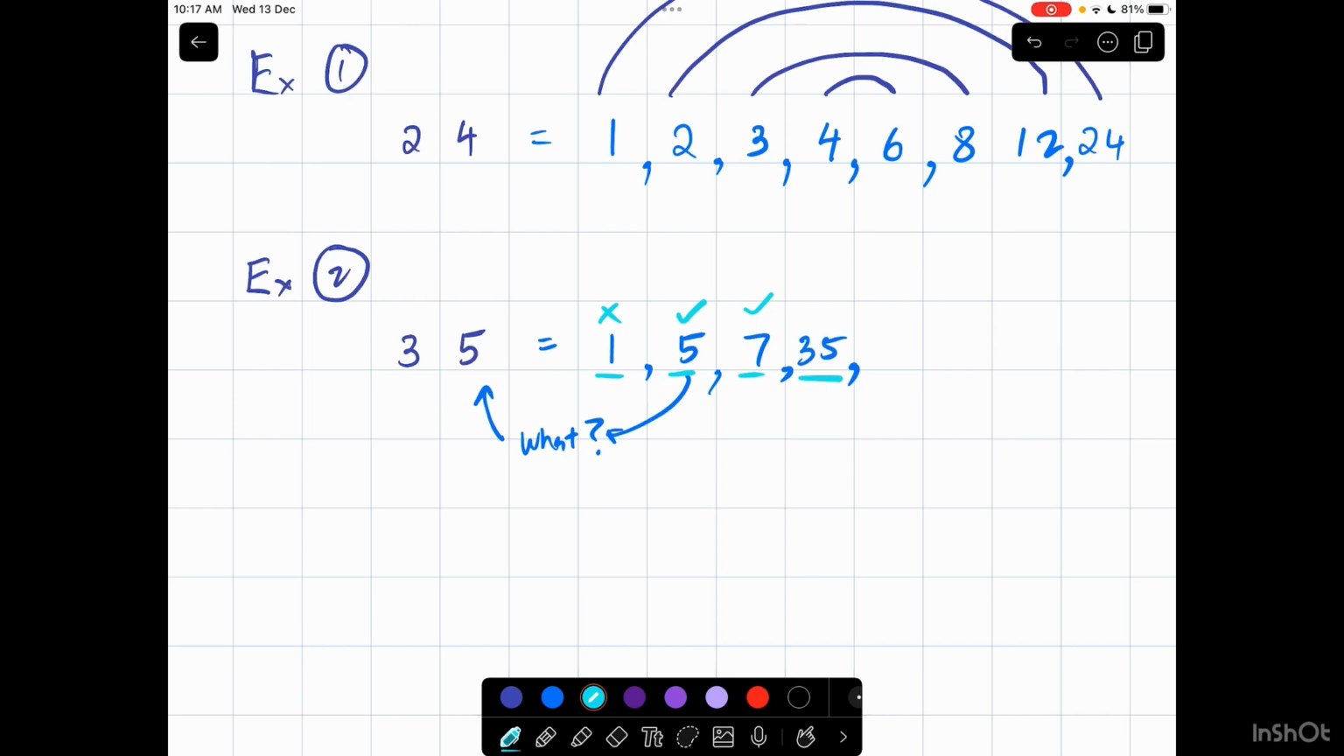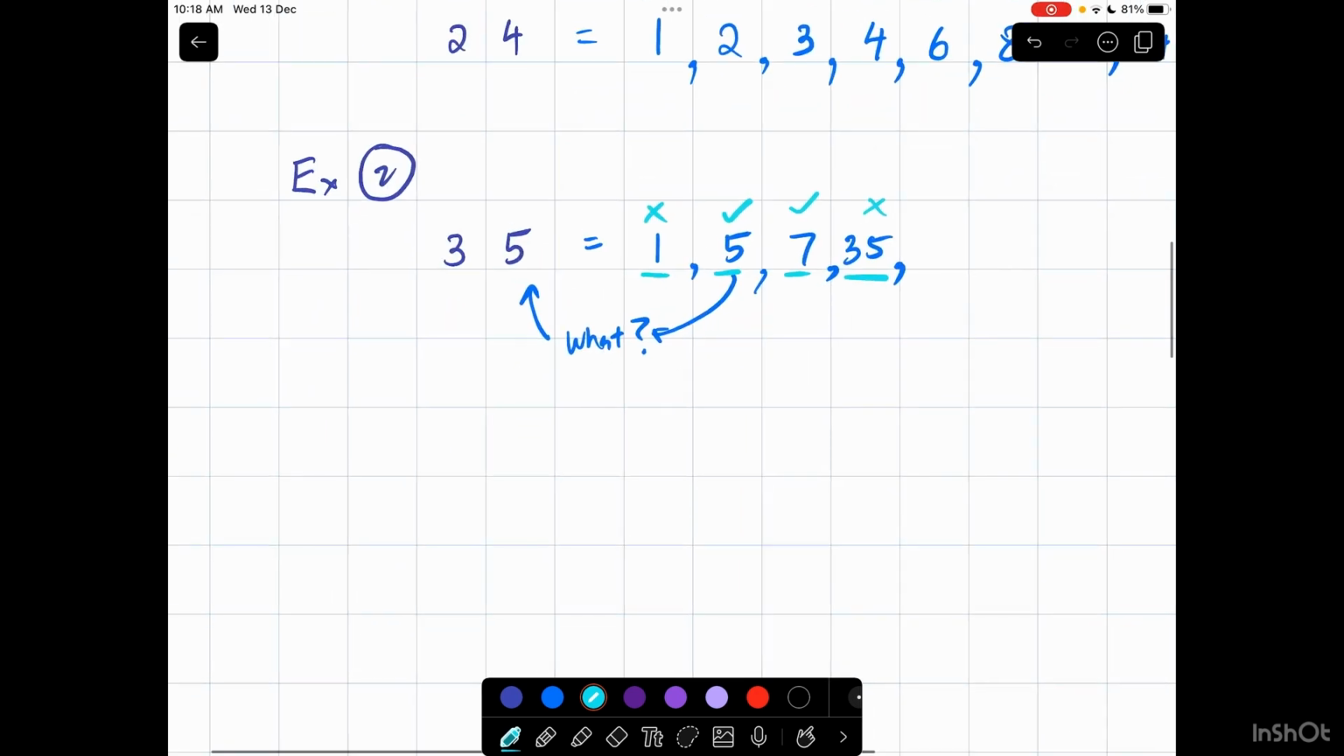And is 35 a prime number? Of course not, because what we have written here says that 35 has factors 1, 5, 7, 35. It has 2 more factors than itself and 1. So 35 is not a prime number. So the prime factors of 35 will be 5 and 7. As simple as that.